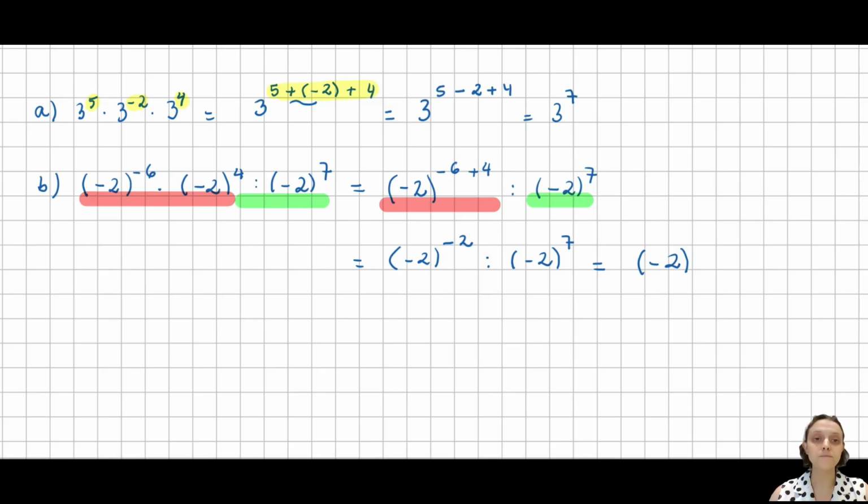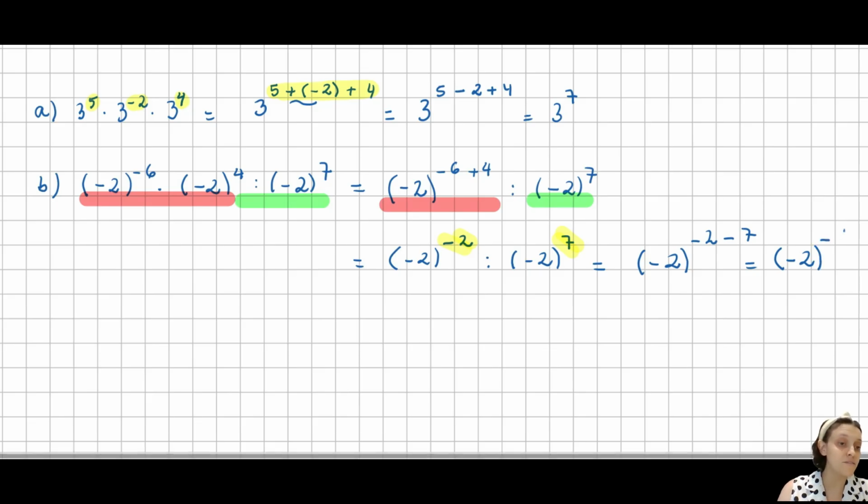Then we have the quotient. So we get -2 to the power of -2 minus 7. So we have -2 minus plus 7. So we're going to keep it as 7. Okay? So in this case, we have -2 to the power of -9. In theory, this exercise is done, but we have some things that we could still operate with.